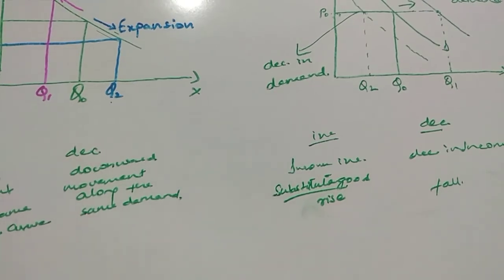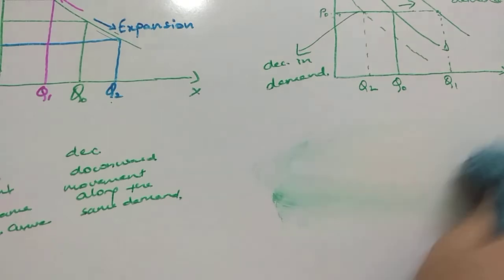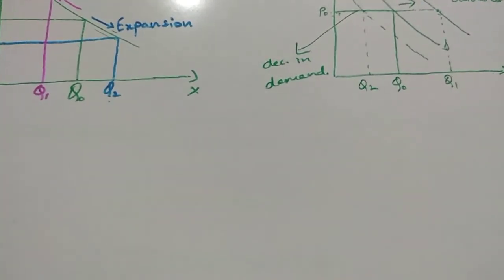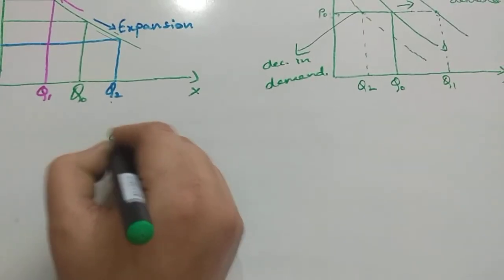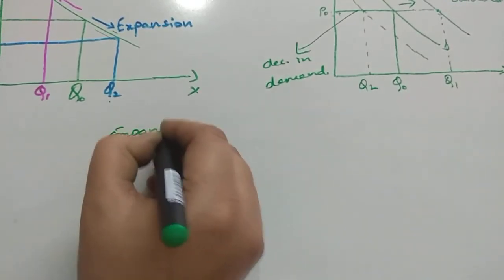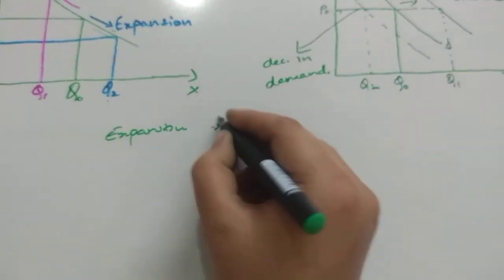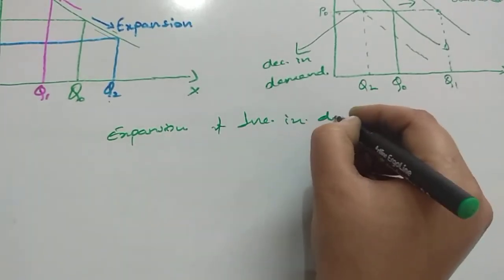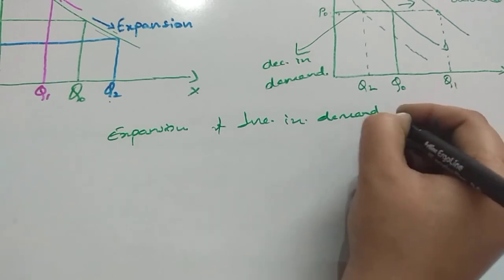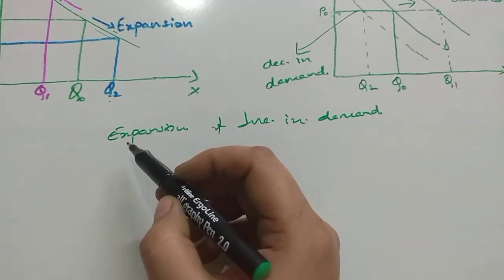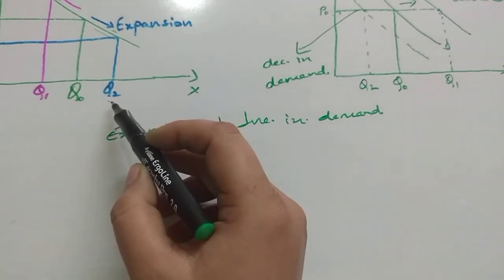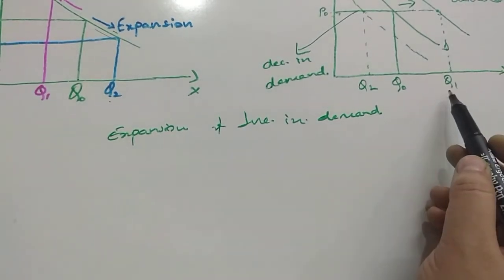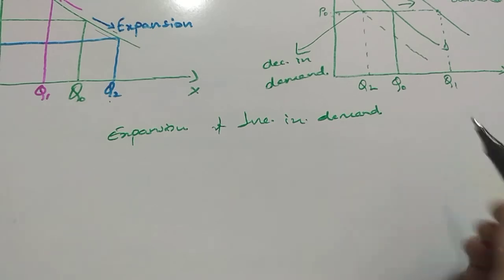The other question that you are asked here is differentiate between expansion and increase in demand. Now we know that in expansion also the units bought is increased, and in increase in demand also the units bought has increased. So what is the difference?